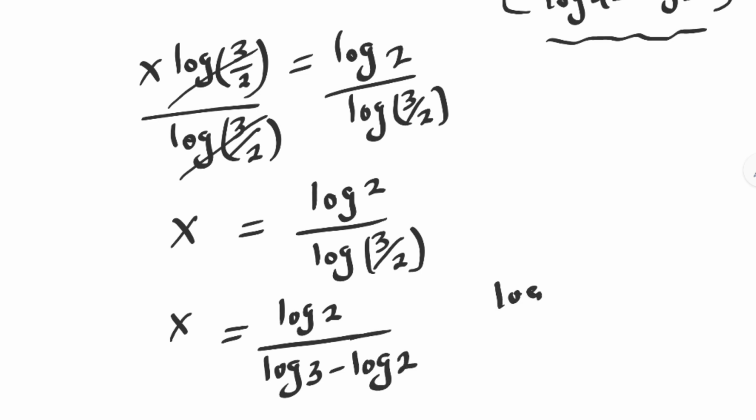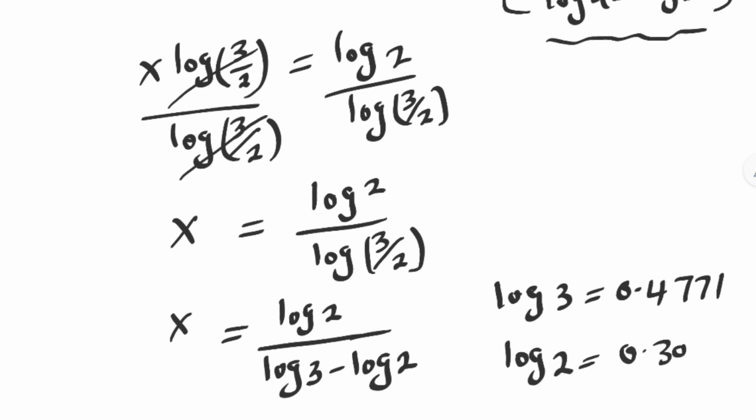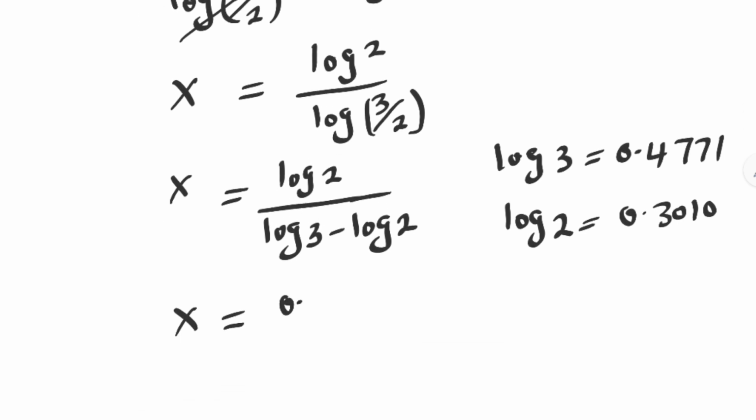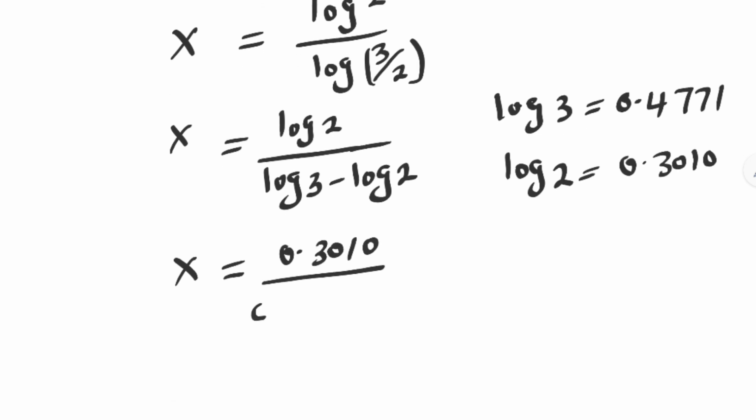But log 3 is equal to 0.4771. Then log 2 is equal to 0.3010. x is equal to 0.3010 over 0.4771 minus 0.3010.